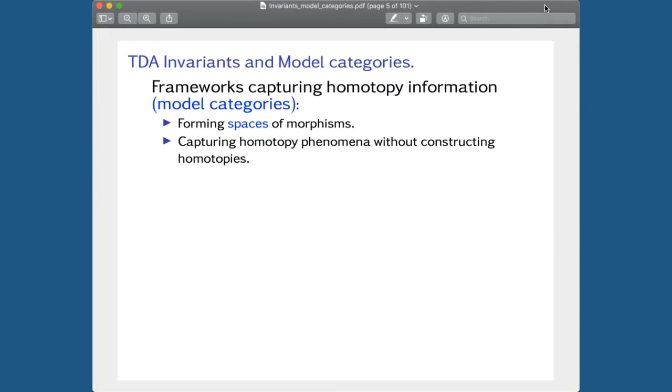They, for example, give existence of certain maps that imply existence of certain homotopies. The slogan I would use here is: this is about capturing homotopy phenomena without constructing homotopies, which is typically very hard. Homotopy theorists try to escape constructing explicit homotopies.